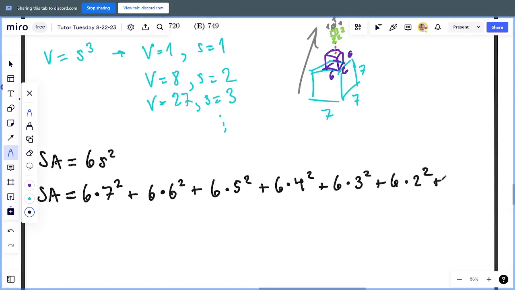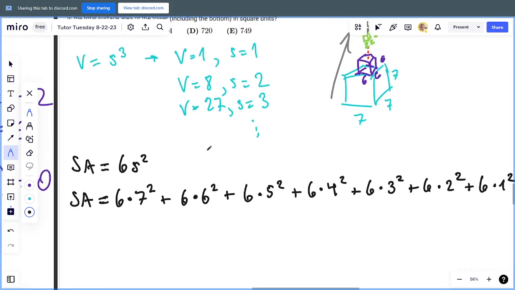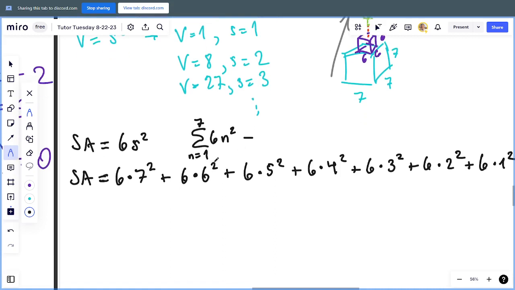Or actually, for those of you who do know summation notation, you could just represent this like the sum from n equals 1 to 7 of 6n squared. And then we have to subtract off those areas which are going to be covered.